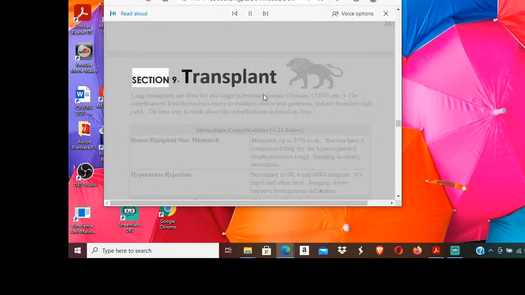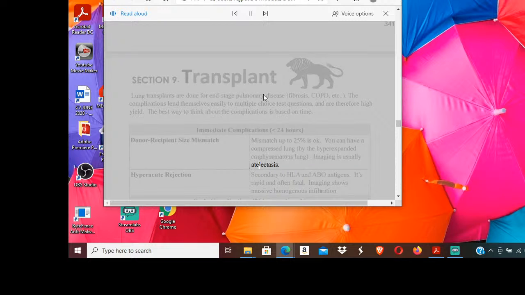341. Section 9, transplant. Lung transplants are done for end-stage pulmonary disease, fibrosis, COPD, etc. The complications lend themselves easily to multiple-choice test questions, and are therefore high yield. The best way to think about the complications is based on time. Immediate complications: donor recipient size mismatch; up to 25% is okay. You can have a compressed lung, or a hyperexpanded, emphysematous lung.